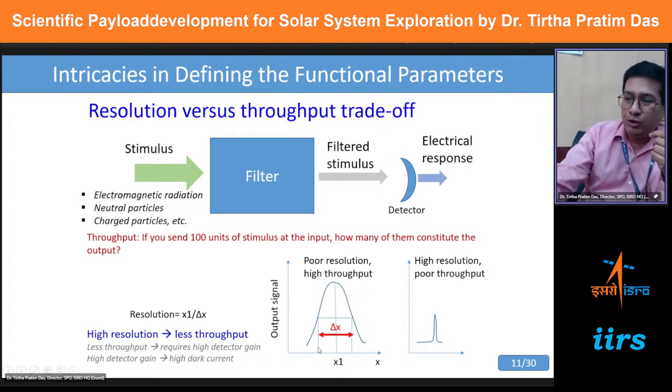On the left-hand side, I am showing a very poor resolution but high throughput. On the same scale, I am plotting a very high resolution. High resolution means the width has to be very narrow, and throughput also has come down. So you have to make a trade-off.